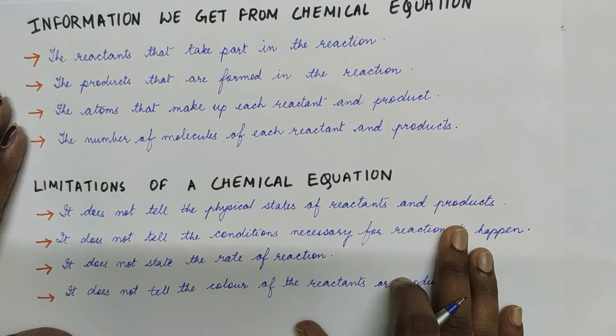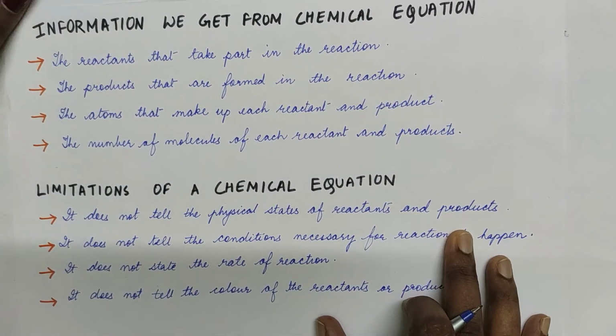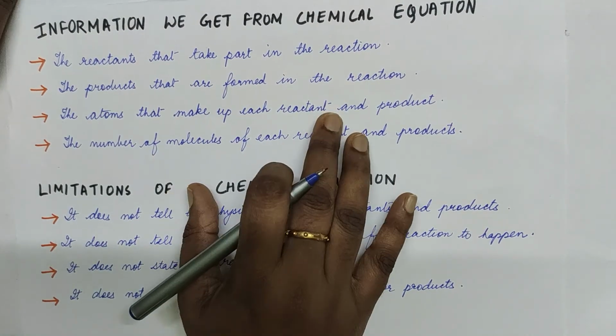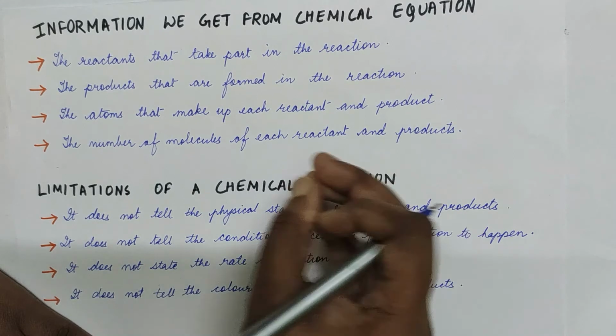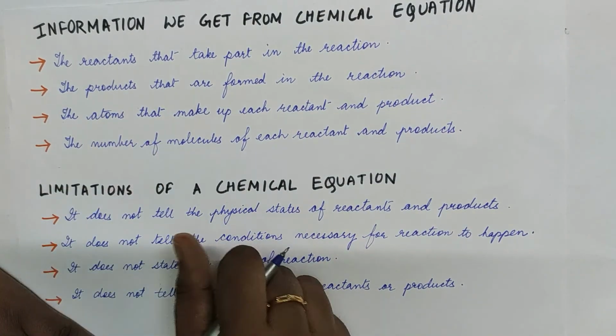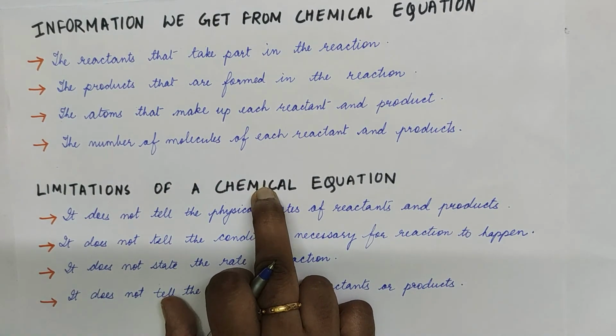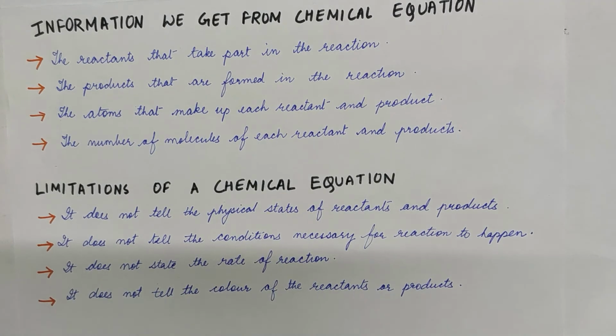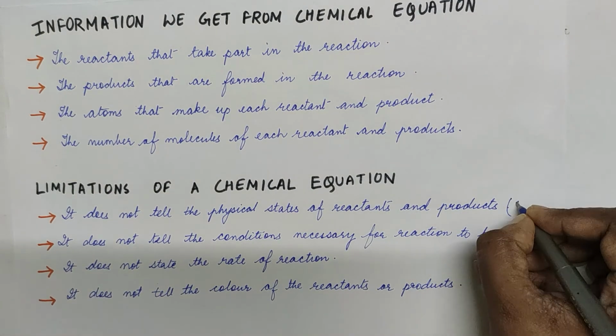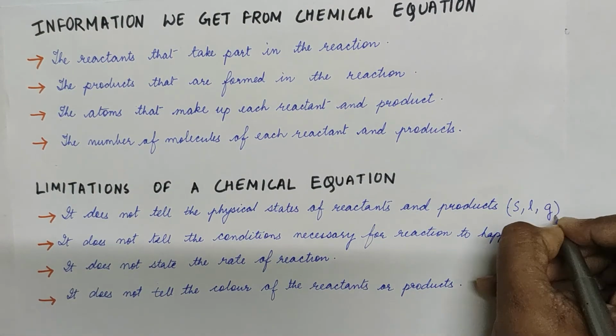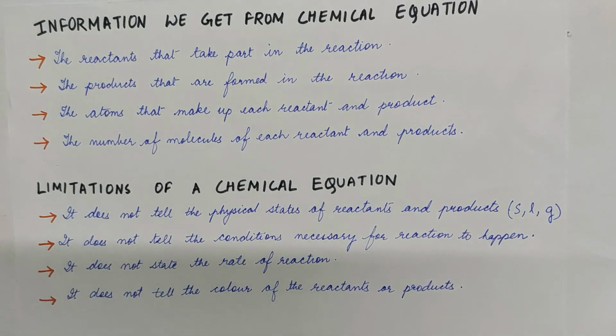So I hope you have understood how to balance some simple equations. Now, what information do we get from these equations? You can learn about the reactants and the products formed, how many atoms are there on the reactant and product side, and the number of molecules can also be easily known. But there are certain limitations, like it does not tell the physical state. To remove this limitation, we can use S, L and G. That is, we can represent the solid state as S, the liquid as L, and the gas as G.